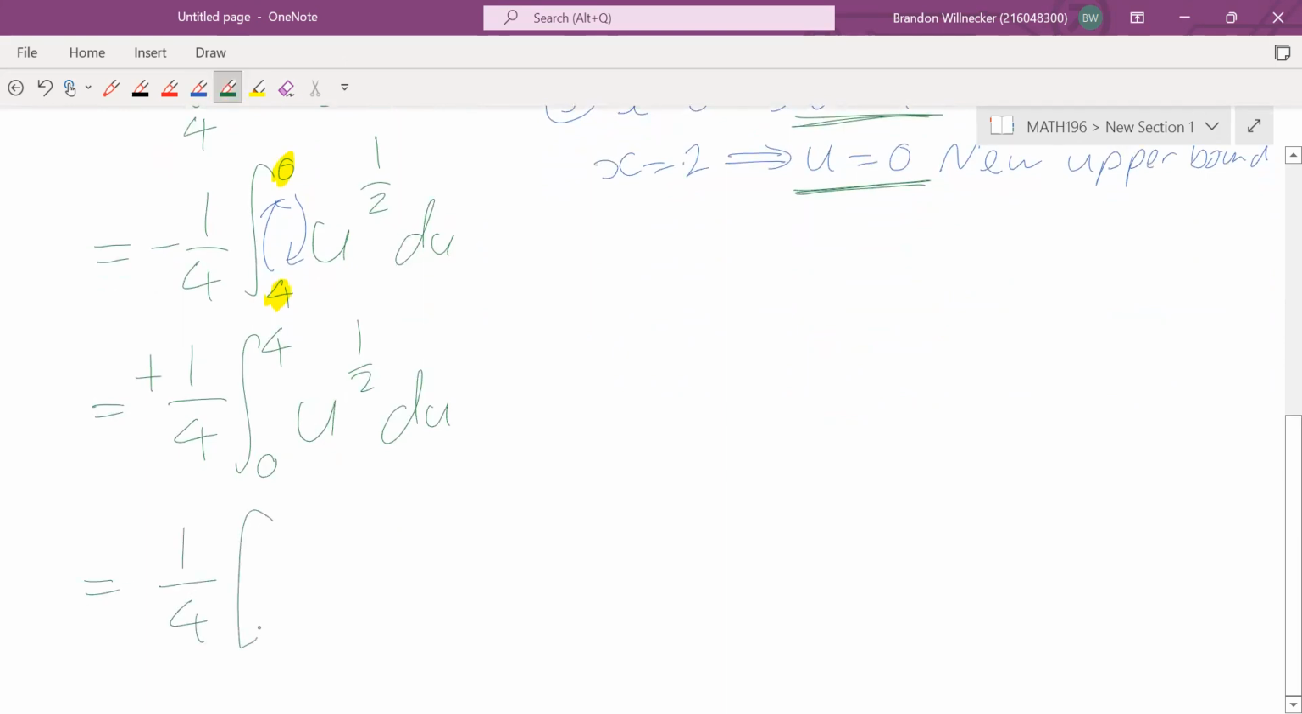So we have 1/4. We add 1 to the exponent to make it 3/2. Divide by that, we get 2/3, u to the 3/2, from 0 to 4.